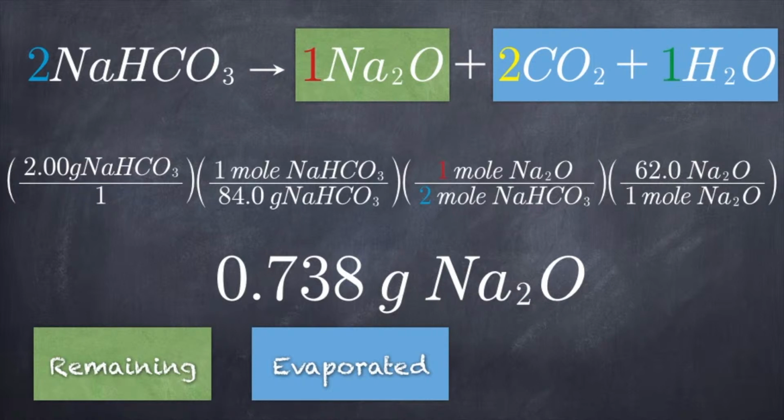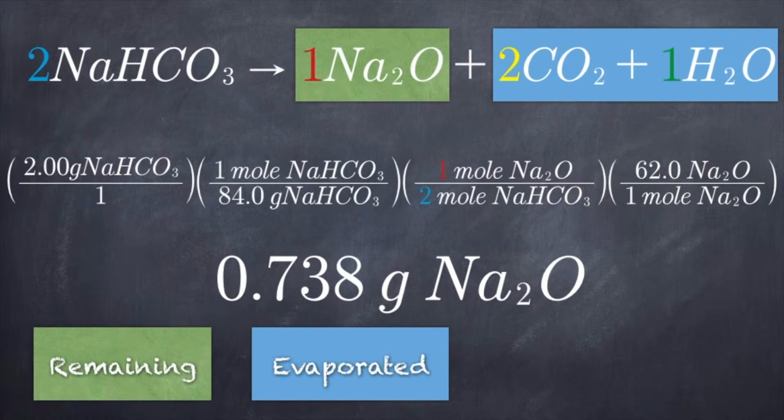Again, students calculated that 2 grams of baking soda would give you a certain amount of remaining substance. However, the amount was different and the substance was different. And in this case, they calculated that you would get 0.738 grams of sodium oxide from baking soda, sodium bicarbonate. So this is a contrast, and this is kind of how this lab works.